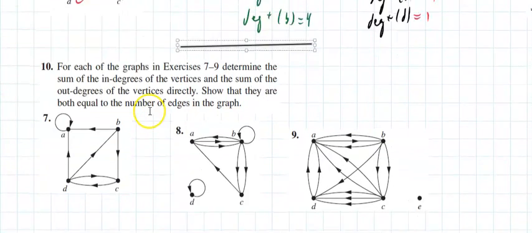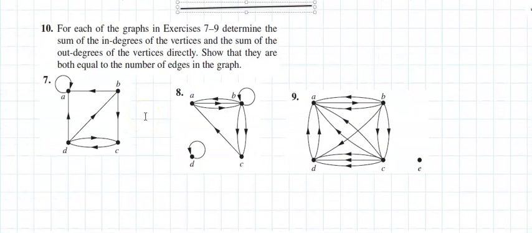Now, the next problem, they want us to go back and do those one more time, but they're asking for each of the following to determine the sum of the in degrees of the vertices and the sum of the out degrees directly, show that they are both equal. Okay, well, let's see how this works.